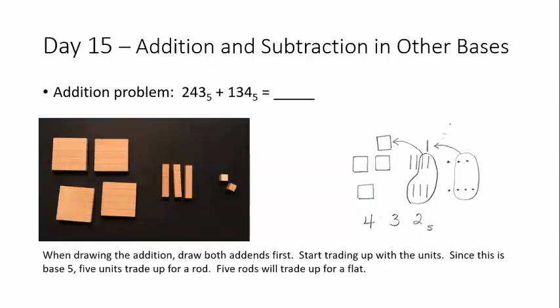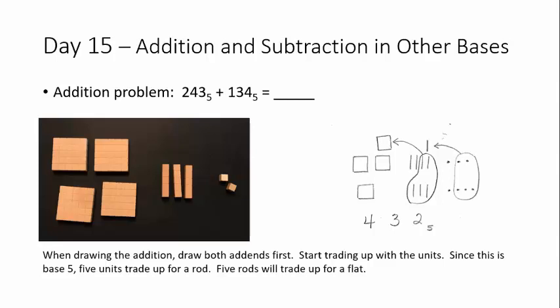Let's look at the drawing that you would make on your paper. Again, begin with both addends. You will see where I started with 2, 4, 3 and 1, 3, 4. And again, whenever you're circling for a trade, it doesn't matter which ones you use. Pick the ones that are most convenient for you to draw a circle around. I chose 5 units. They are traded for a rod. So I drew a rod and then drew an arrow to the rod.